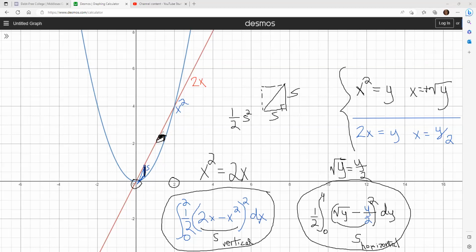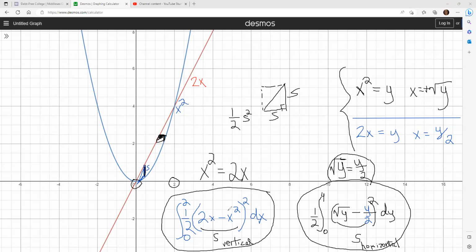Now, because we're making this a horizontal cross section, we're going to vary the y's. We're going to integrate with respect to dy. Now, y is going to vary from 0 to 4. How do we find that? You can simply set these two expressions equal to one another and solve for the y values. You'll get two values of y, at 0 and 4.